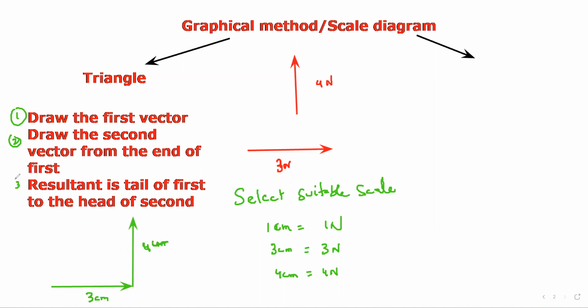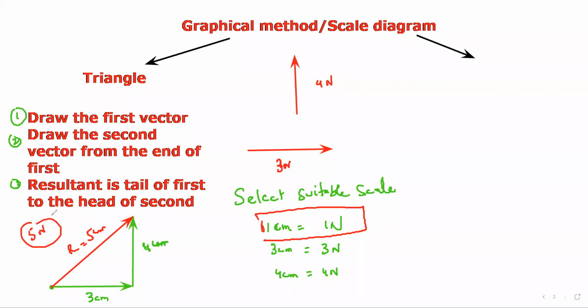Now, what is the resultant? The resultant is the tail of the first to the head of the last. This is the tail of the first and this is the head of the last. When you join the tail of the first to the head of the last, we call that a resultant. And you will just measure the length of this vector. For example, say this length is coming out 5 centimeter. If the length is 5 centimeter, we know the scale. If 1 centimeter is 1 Newton, so 5 centimeter will be 5 Newtons.